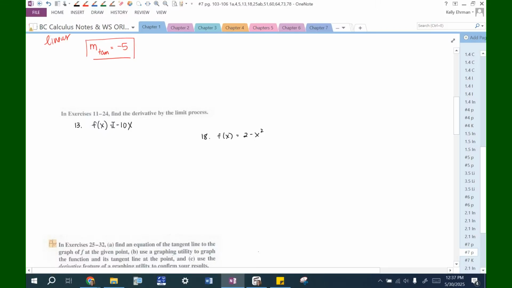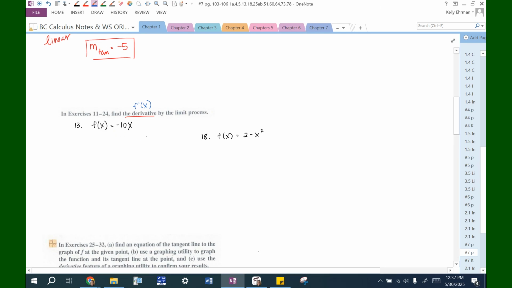All right, number 13 and 18, it says find the derivative by the limit process. So find the derivative means you need an equation for f prime of x. And you can't use that alternate definition because that's to evaluate the derivative at a certain c value. This is just find the derivative.